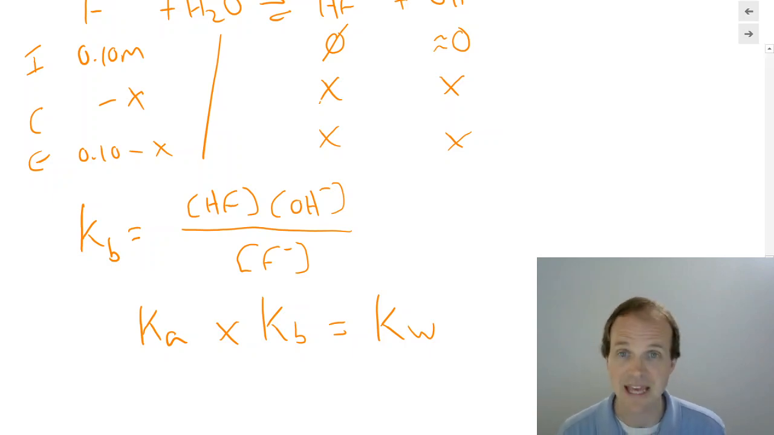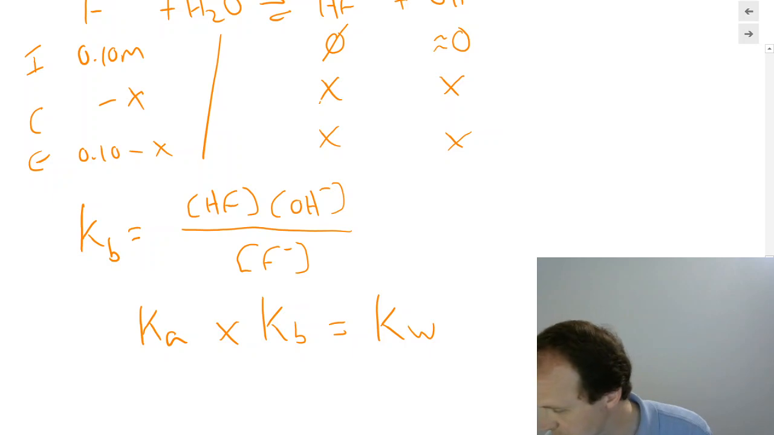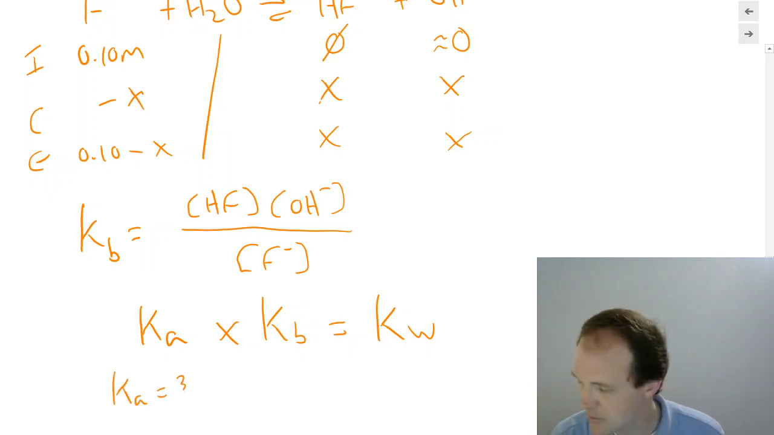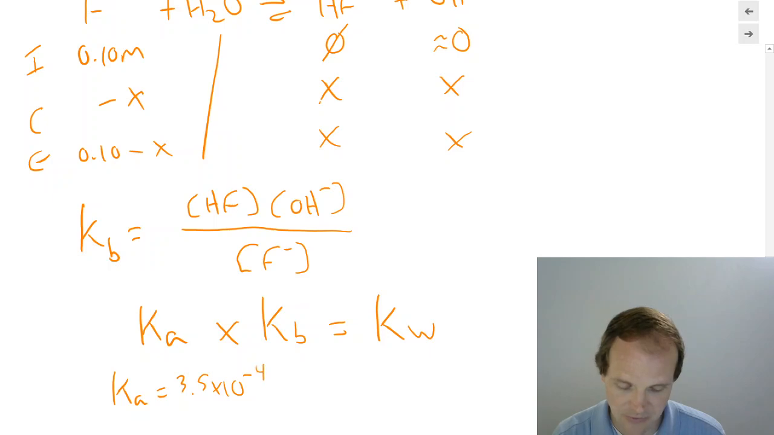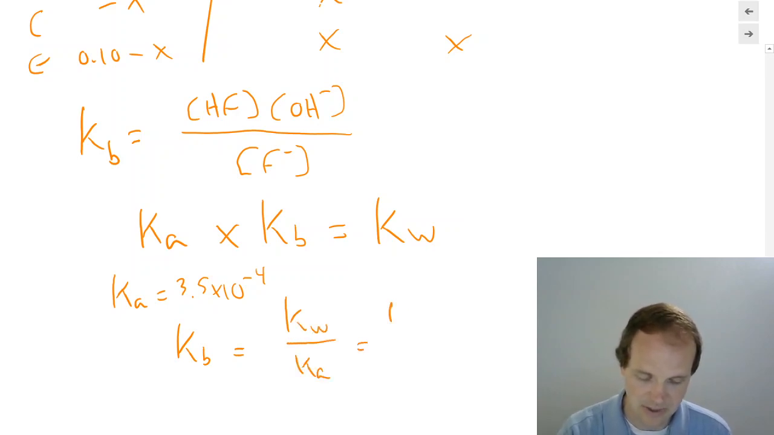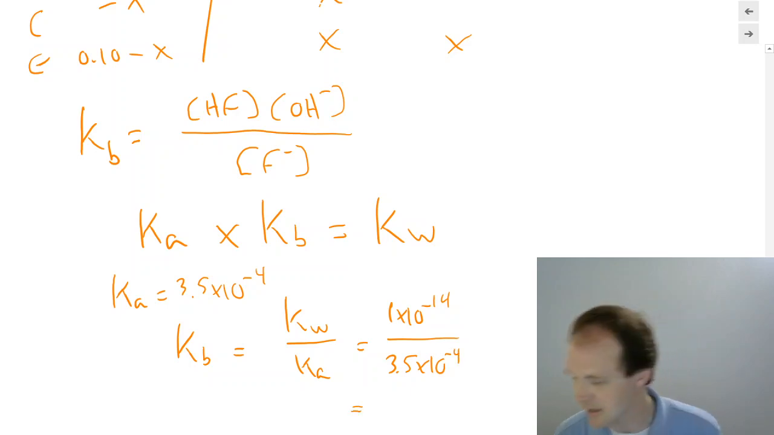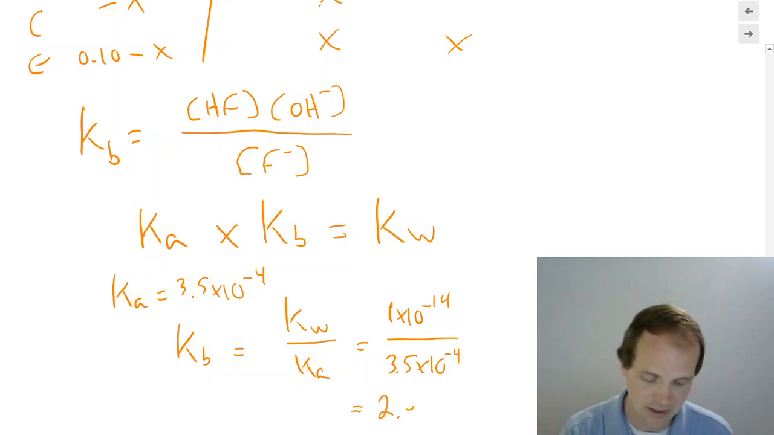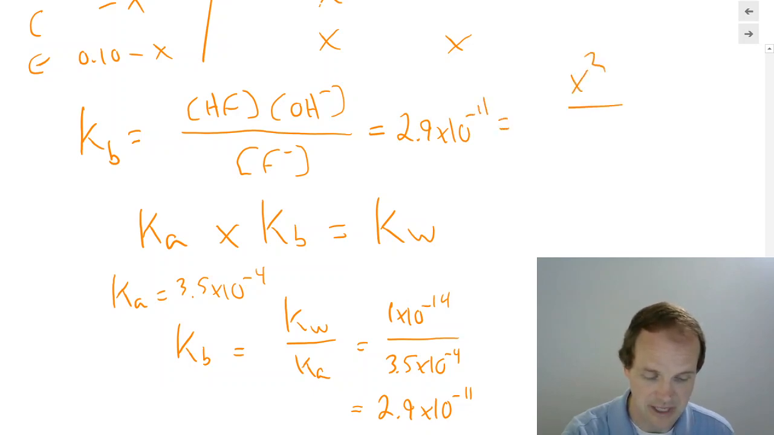So if I can look up the Ka for HF, which is Ka equals 3.5 times 10 to the minus 4th, then I can just go ahead and calculate the Kb is going to be Kw over Ka, or 1 times 10 to the minus 14th over 3.5 times 10 to the minus 4th. If you do that calculation in your calculator, you should get 2.9 times 10 to the minus 11th. And so we can set that up here as 2.9 times 10 to the minus 11th and put in our values, x squared over 0.10 minus x.